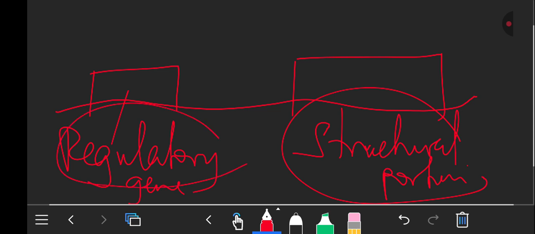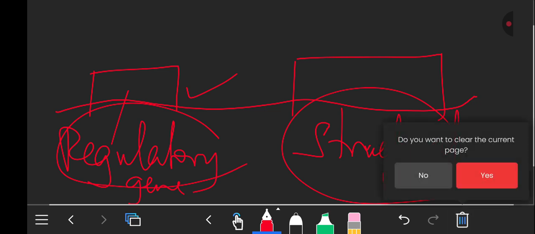Now, the regulatory gene can be switched on sometimes, and also it can be switched off. So when is this regulatory gene switched on? For example, when protein synthesis has to take place, this regulatory gene has to be switched on. But when there's no protein synthesis, it does not need to be switched on because it won't perform any function, so there's no need to switch it on. Now, we've looked at the structural gene. What about the regulatory gene?